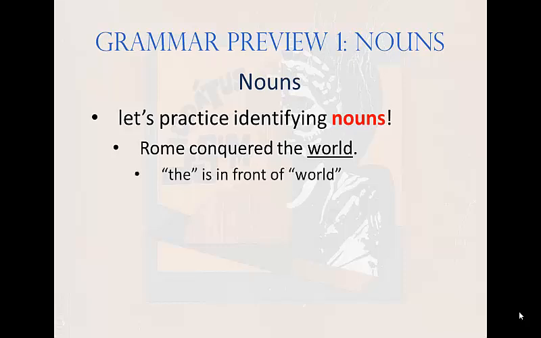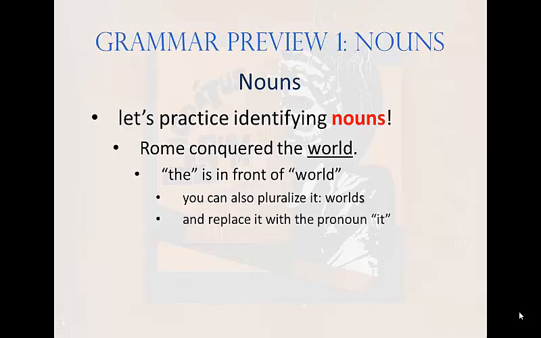It has the in front of it, and while it's not plural, you could pluralize it: worlds. And you can replace world with it. Rome conquered it means the same thing, assuming the listener understands that it means world. So, no question, world has got to be a noun. We'll color it red, as we will all the nouns we uncover here.